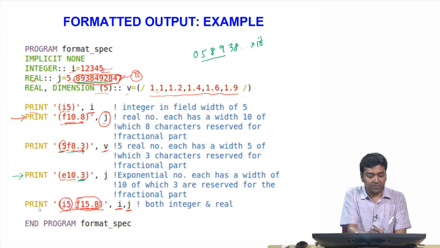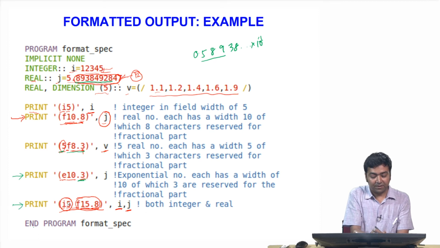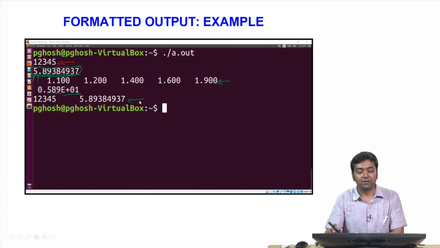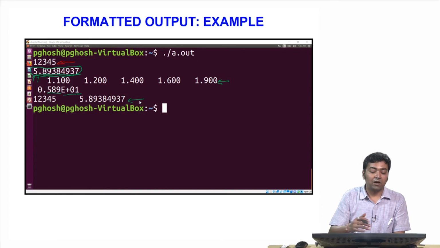And then the final print statement here is a mixture of integers and a fractional number, and that is what the code has printed out. So this is the way we write the outputs on the display screen in a formatted form using the print statement.